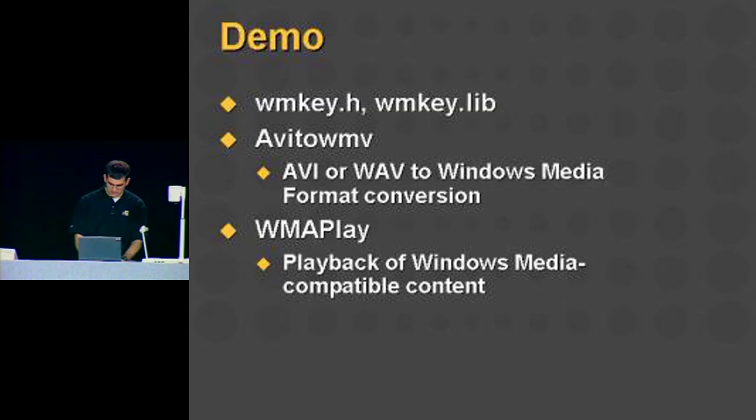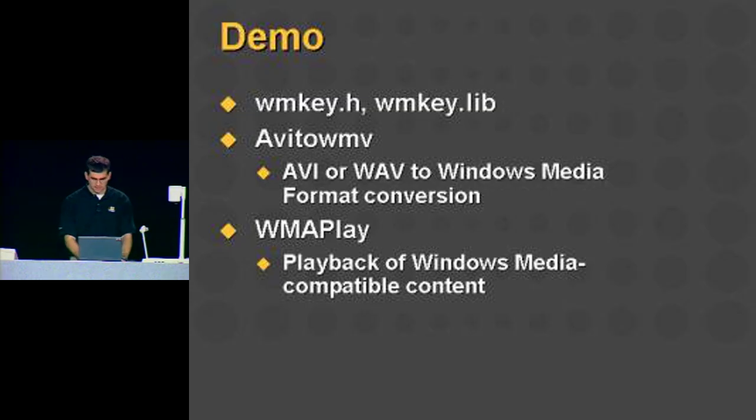First, there's this one gotcha, which is that you need to have the wmkey.h file and wmkey.lib file. And these, as Ramiro said, get emailed to you, so they're not in the default install, so just remember to get those into the right directories.